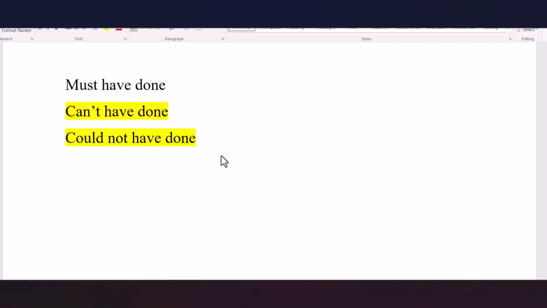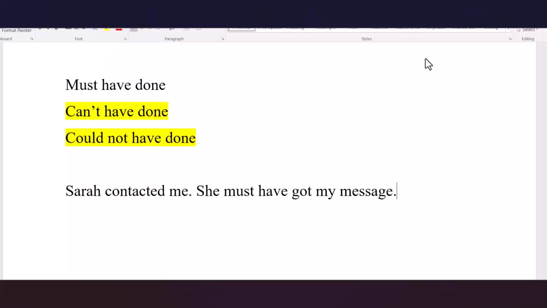Sarah contacted me, she must have got my message. In this sentence, you use must have got because you have a reason. You are certain about what happened. Since Sarah contacted you, you conclude about the past that she got your message. So you say she must have got my message.